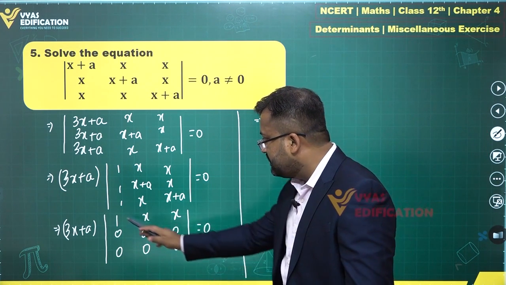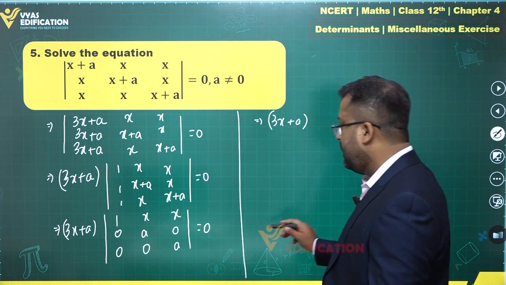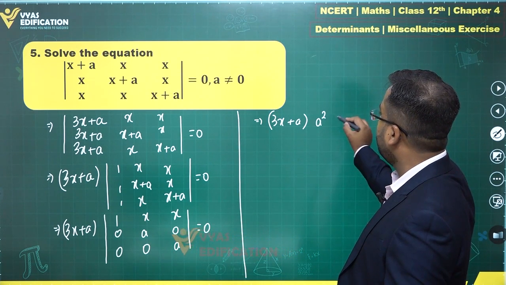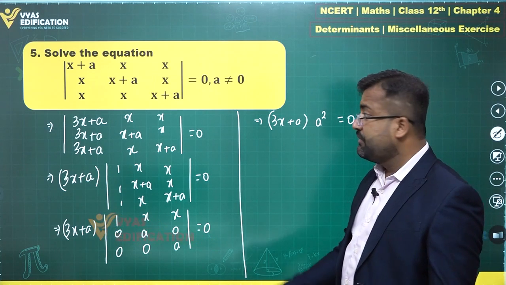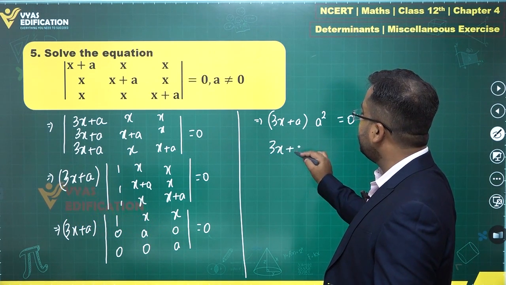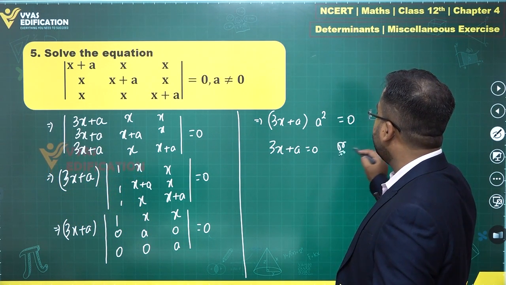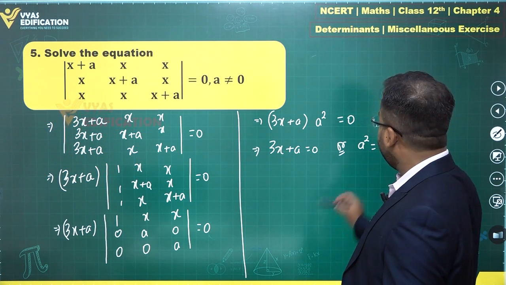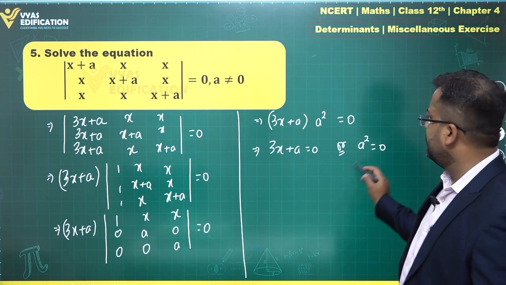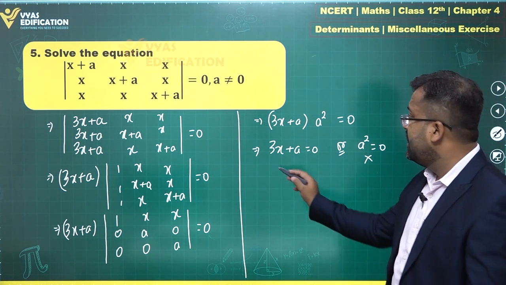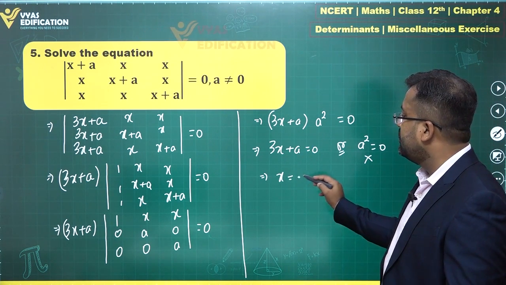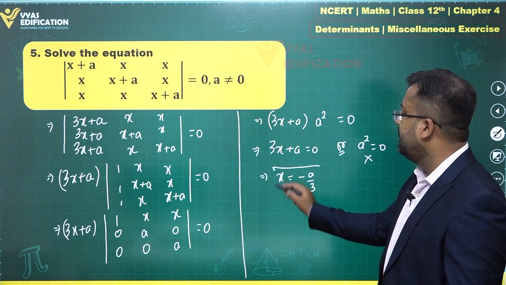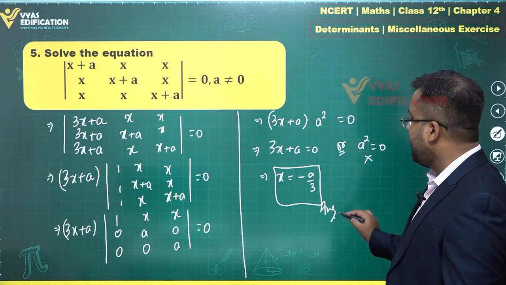Expand along this, what you get is 1 times a square minus 0, which is simply a square. So this implies that 3x plus a equals 0 or a square equals 0. A square 0, but a is not given 0, so this will not give us any solution. And this here will give me x equals minus a by 3. And yes, that is my answer for this question.